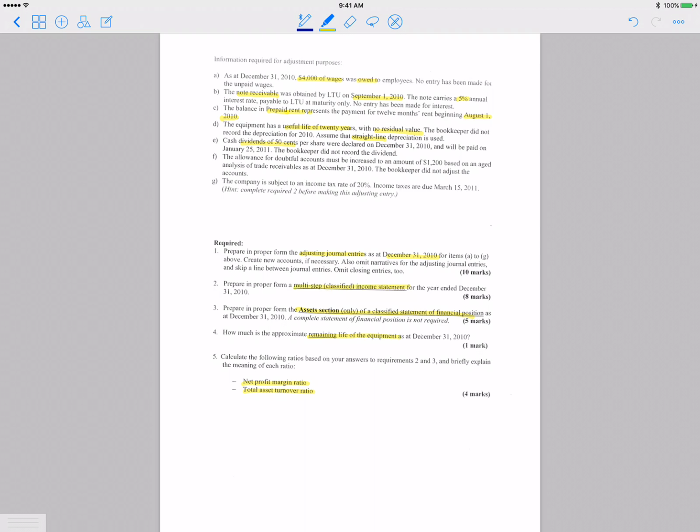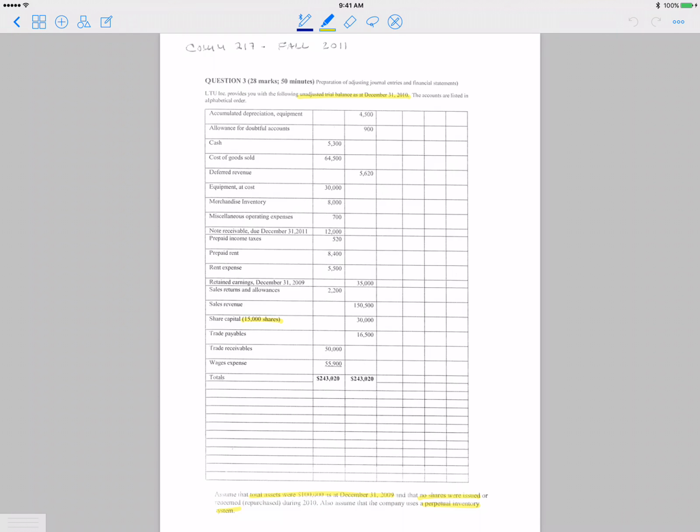So our allowance for doubtful accounts is increased to the amount of 1,200. So it's not increased by a certain amount, it's increased to a certain amount, which is important to note. So this is our closing balance of our allowance for doubtful accounts. And we need to make sure that it's up to date. So let's go see what our balance currently is. Our allowance for doubtful accounts is currently at 900. So we need to adjust for that.